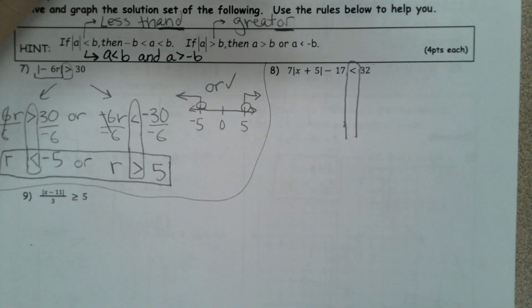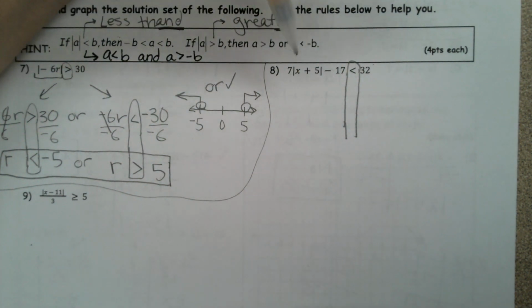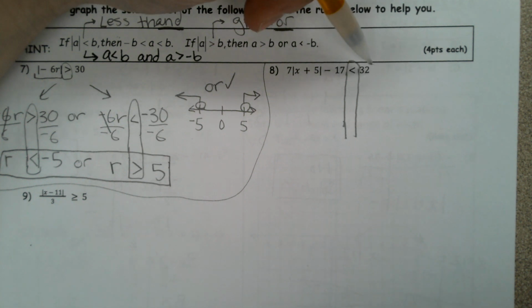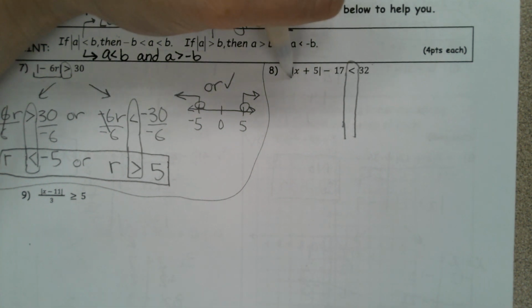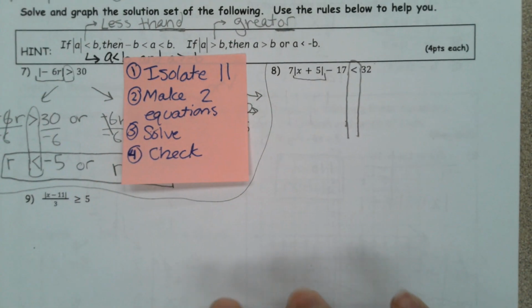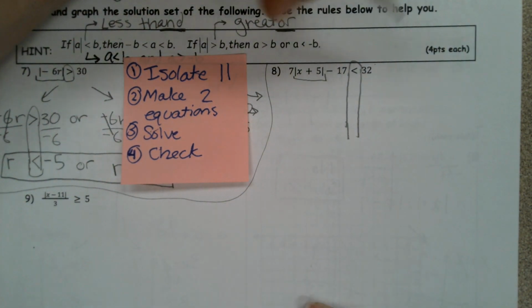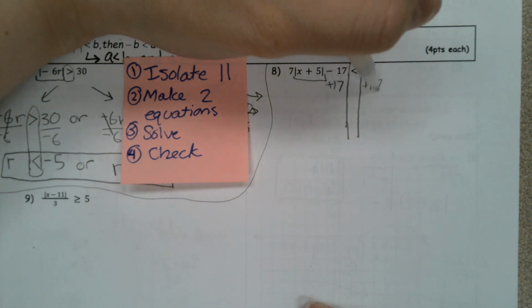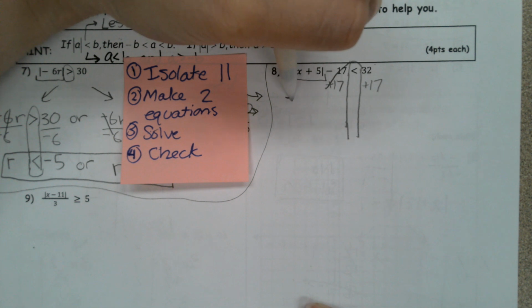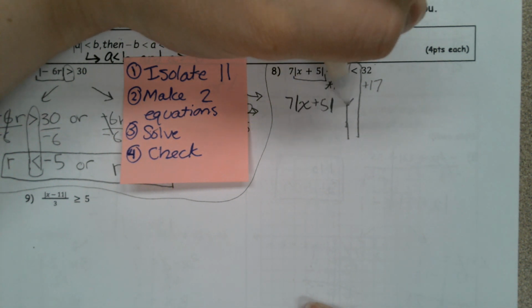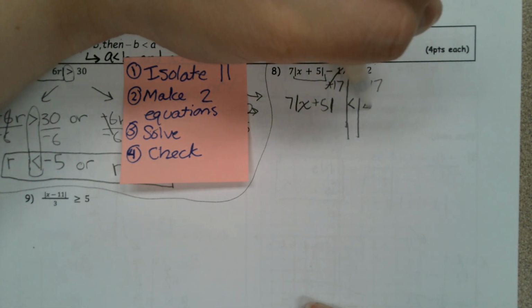So splitting this up into the left and right sides, I have 7 times the absolute value of x plus 5 minus 17 is less than 32. I need to isolate my absolute value first. Just a reminder, to do this, the first thing I want to do is get rid of the constant. I'm going to add it over. This cancels, bring down 7 times the absolute value of x plus 5 is less than 49.